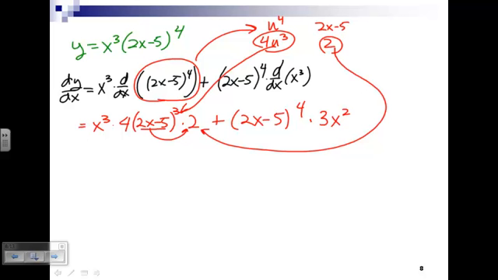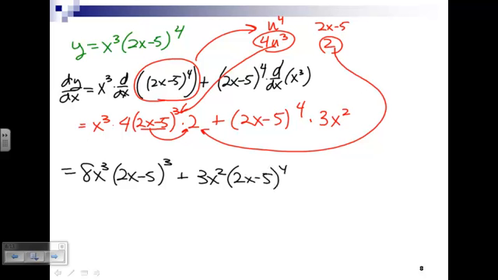So Phil asked me, is that my final answer? No. My final answer is 8x cubed times (2x minus 5) to the third plus 3x squared times (2x minus 5) to the fourth. I got a really big answer. No, I don't expand it from there. That's my final answer. But I want to know if I got it right, because Josh's hand is up.